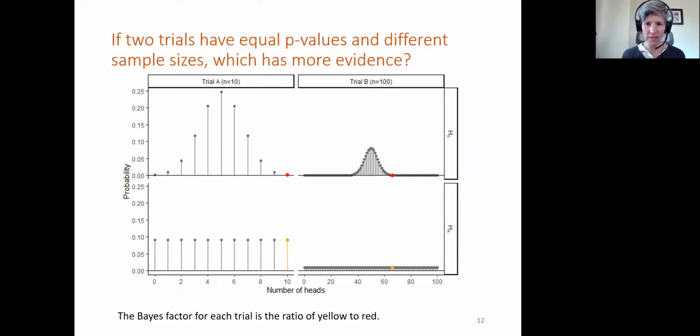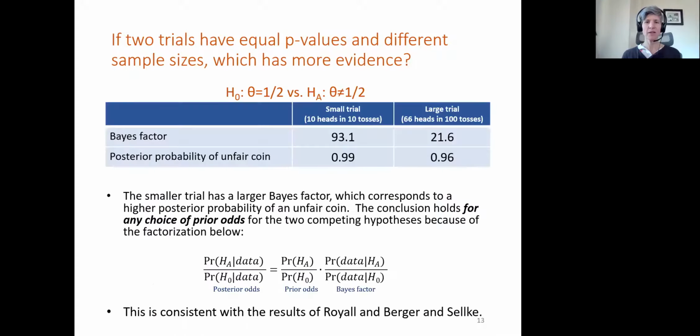Here are the null and alternatives distributions on top and bottom respectively for the small and large trial. The Bayes factor is the ratio of yellow to red. It's larger in the small trial. That's because in the large trial, the alternatives distribution is flattened over a much larger set of points. From the Bayes factors, we can calculate the posterior probability with a 1-to-1 prior odds. So if you thought that 10 out of 10 heads is more likely to be an unfair coin, you're right.